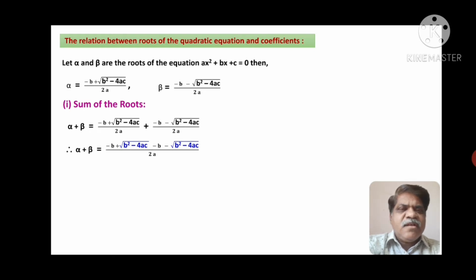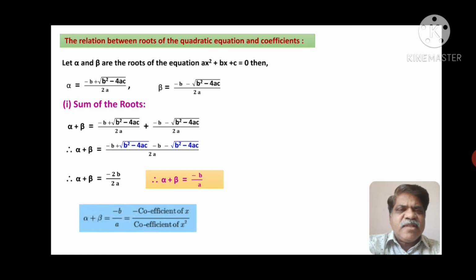Here, under root b square minus 4ac is shown with the same color. Those will get cancelled. One is plus, another is minus. Therefore, alpha plus beta is equal to minus 2b upon 2a. 2 gets cancelled. Therefore, you are getting alpha plus beta is equal to minus b upon a. This is nothing but, we could explain that alpha plus beta, that is the sum of the roots, is equal to minus b upon a, which is minus coefficient of x divided by coefficient of x square.